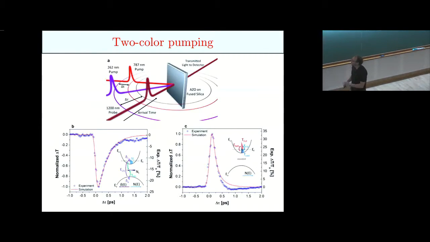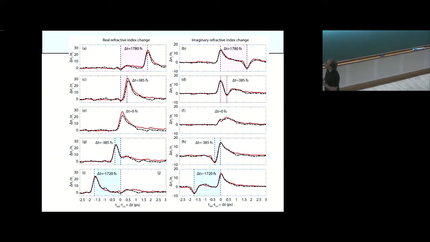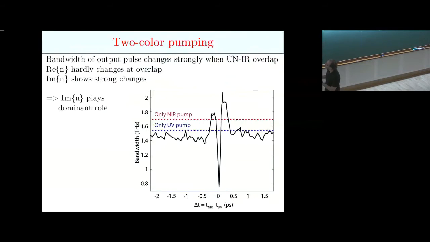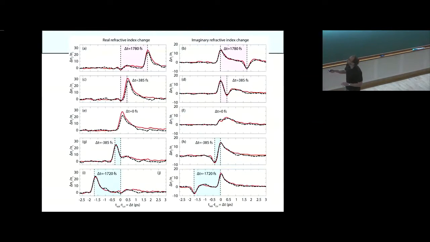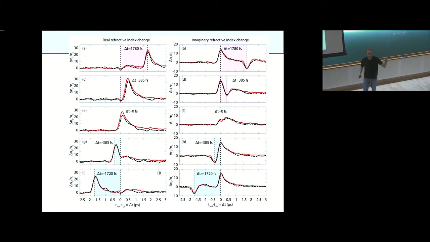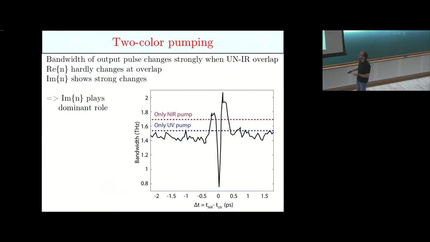So the refractive index changes of the order, you can see here, of 500%. I won't go into the details of this, but what I did want to point out is that these measurements are showing that the imaginary refractive index change is actually playing a large role. And we'll come back to that in a moment. And that also gives us a link to the first part of the talk, where I'm saying that you have to include losses into your model.